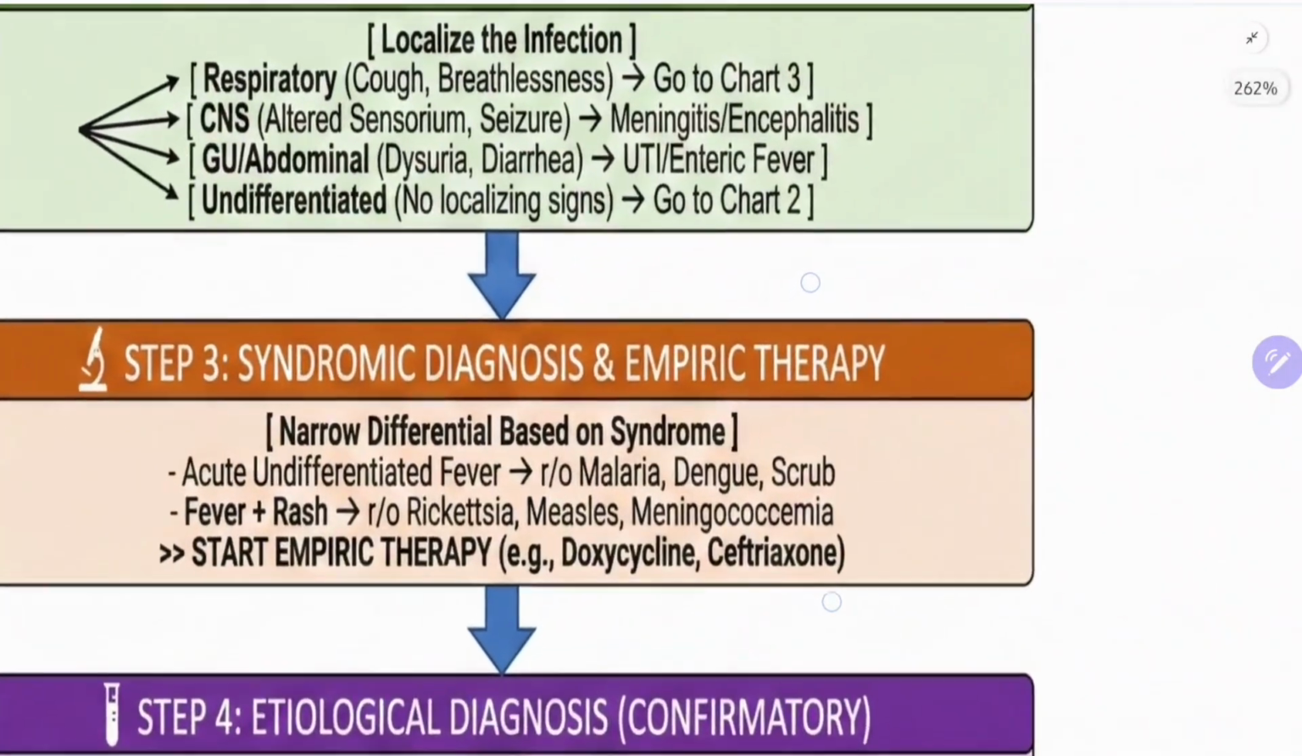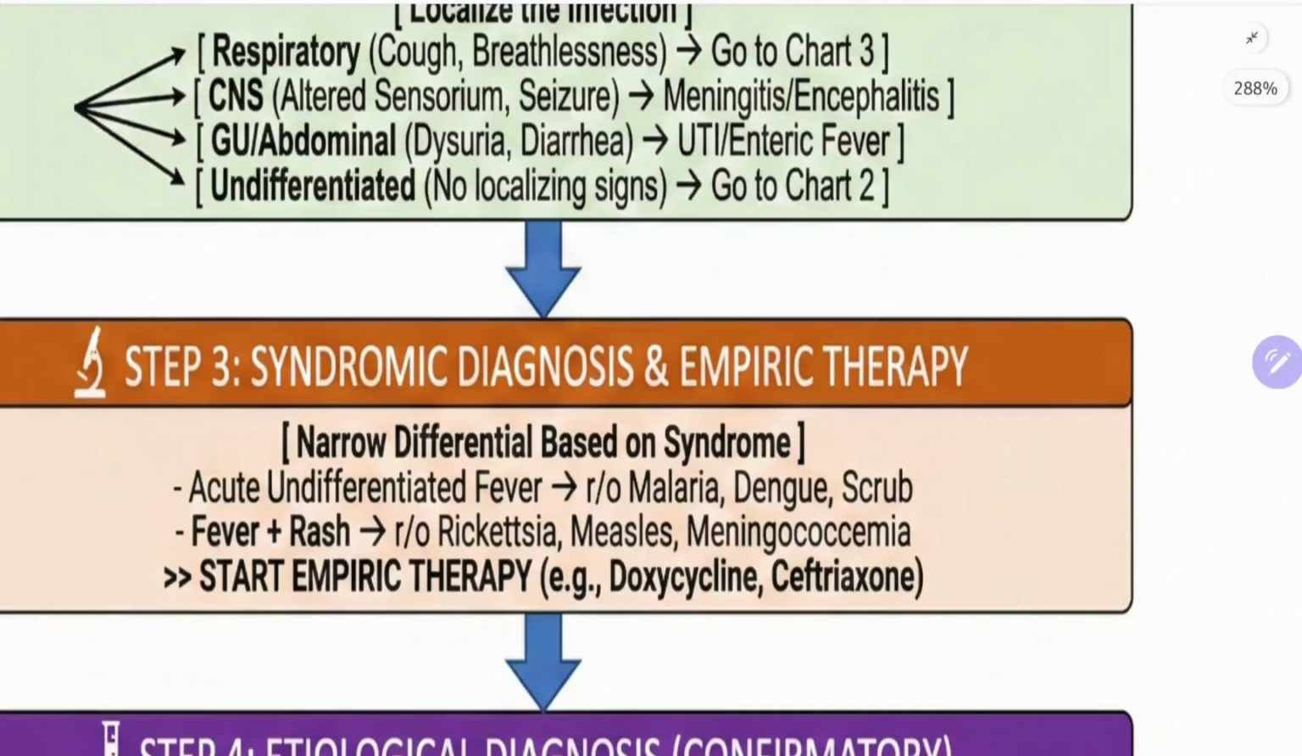Next, based upon the syndromic diagnosis, we will give the empiric therapy. Narrow the differential based upon the syndrome. Acute undifferentiated fever, meaning the patient doesn't have any localizing symptoms. It is acute, meaning less than 2 weeks. Then rule out malaria, dengue, and scrub typhus in those patients. These are the common important differential diagnoses. Fever with rash, rule out rickettsia, measles, meningococcemia in these patients. Start empiric therapy, for example doxycycline and ceftriaxone.